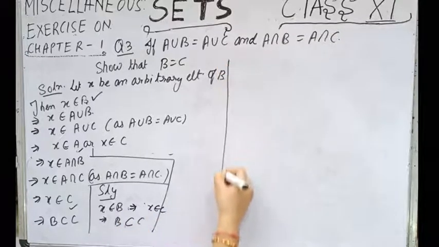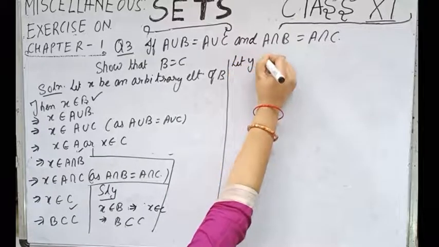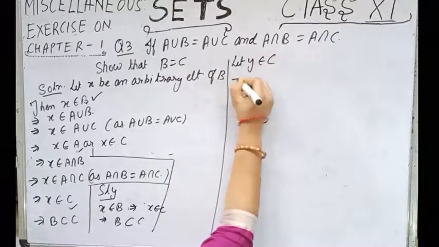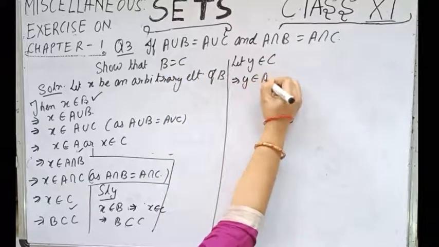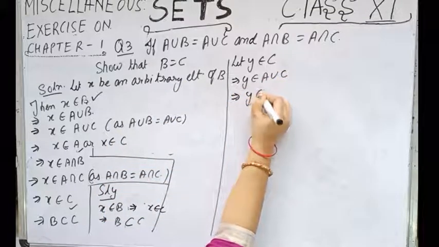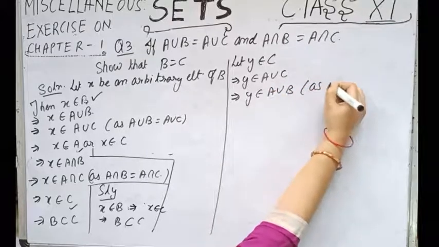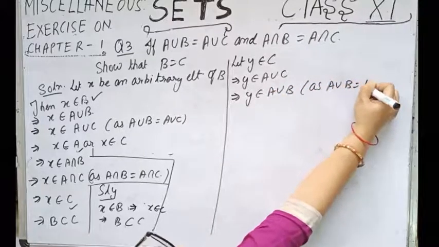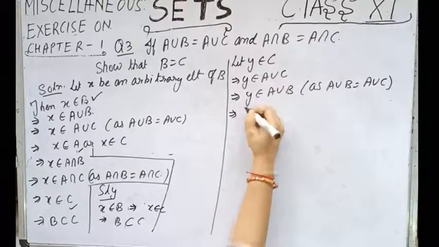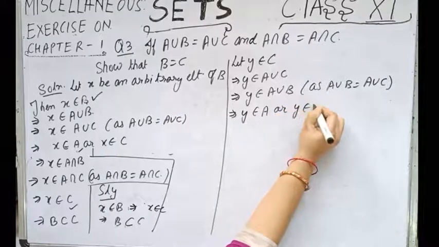Now for the other direction, from C to B, let us start. Let Y be an arbitrary element of C. This implies Y belongs to A union C. This implies Y belongs to A union B, as A union B equals A union C. Now if it belongs to A union B, we can write Y belongs to A or Y belongs to B.